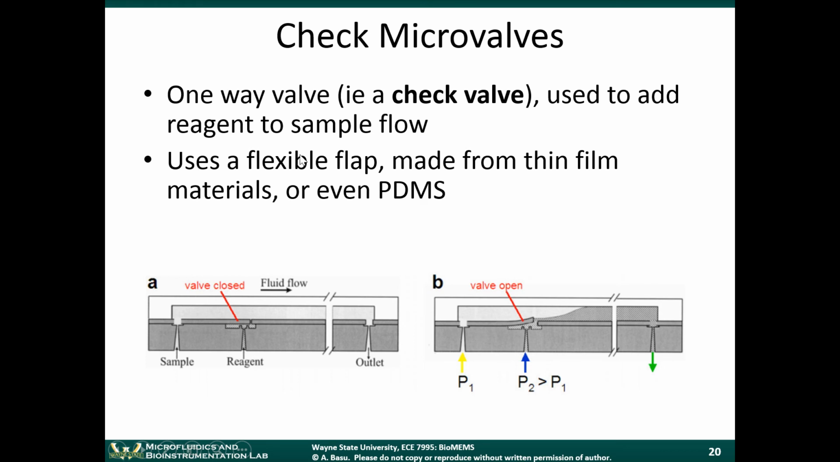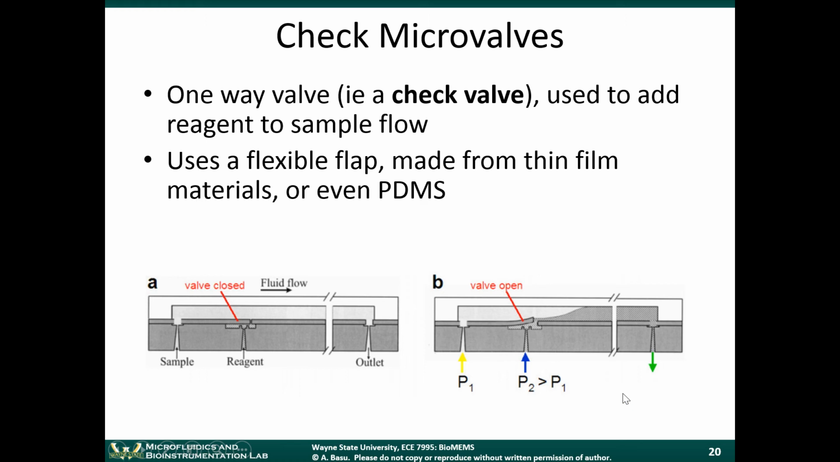Basically, it uses a flexible flap made from a thin film material, or perhaps the thin film material might also be flexible, something like PDMS. In this example, the fluid, the sample, comes in like this at a high pressure, and then the reagent would have to be at a higher pressure, so P2 would have to be greater than P1 in order for this check valve to be open. This is the outlet where the two mixed components come out.